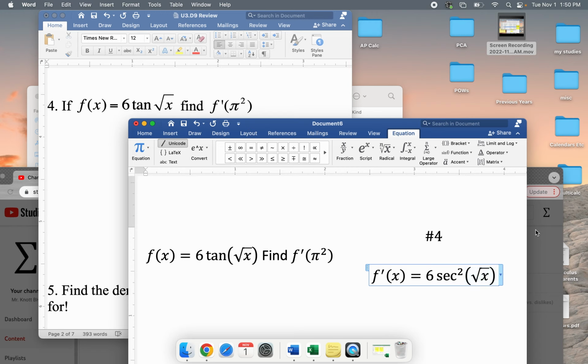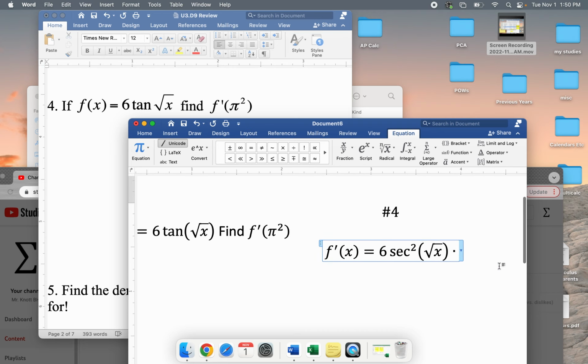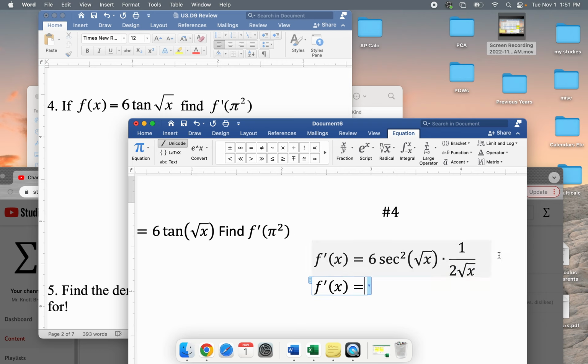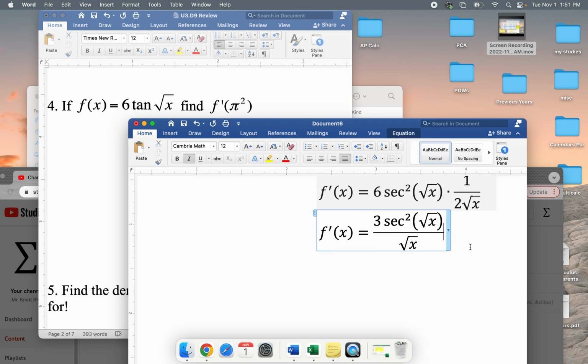Let's see. But we still need to multiply by the derivative of the inside function, right? Inside function is root x. Derivative of root x is 1 over 2 root x, so there's our derivative, although I think it can be cleaned up a little bit. This 1 over 2 will just change this 6 into a 3, so I think what we've got ultimately is 3 secant squared of the square root of x all over square root of x. Okay, fine. And so now I need to evaluate this at pi squared.